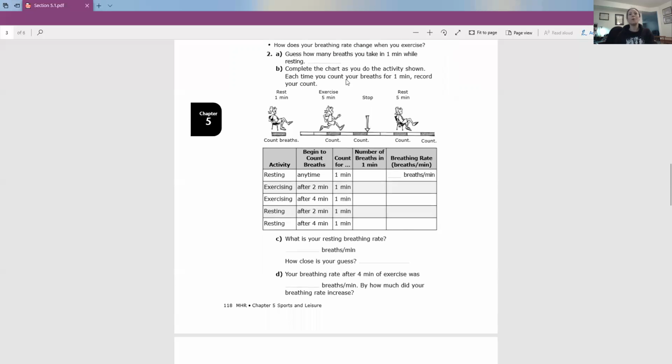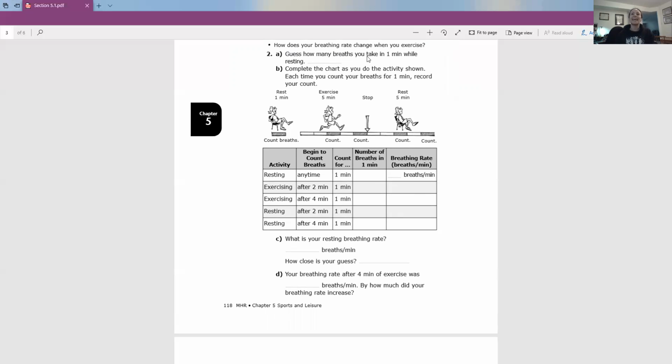Okay, so what we want to look at today is how your breathing rate changes when you exercise. So I'm going to read you through just the first little activity, and then you have to complete the rest of your section on your own. If you're having trouble reading, just ask mom or dad or someone to help you out.